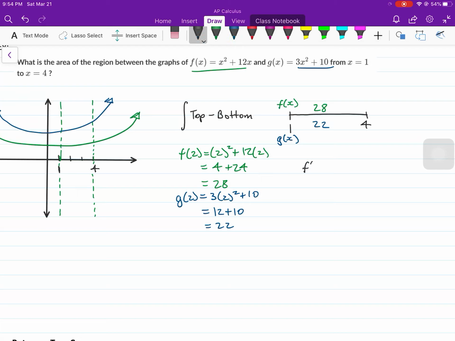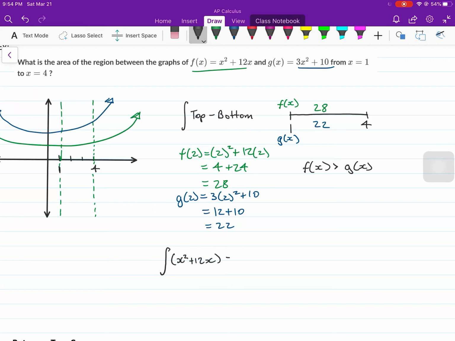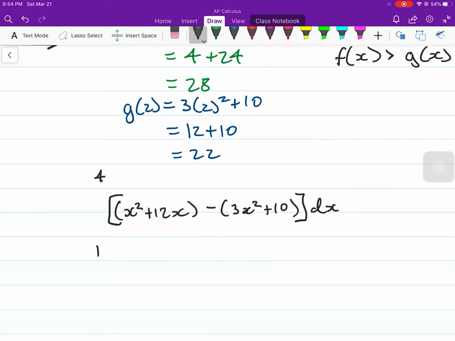So which one's greater? In this case, f of x is greater than g of x, at least on that interval. They can cross over and change at any time, but for this interval, f of x is the greater function. So what we're going to do is integrate f of x first minus g of x, and that's going to be from 1 to 4. Gosh, that's some ugly writing there. I'm sorry, guys.